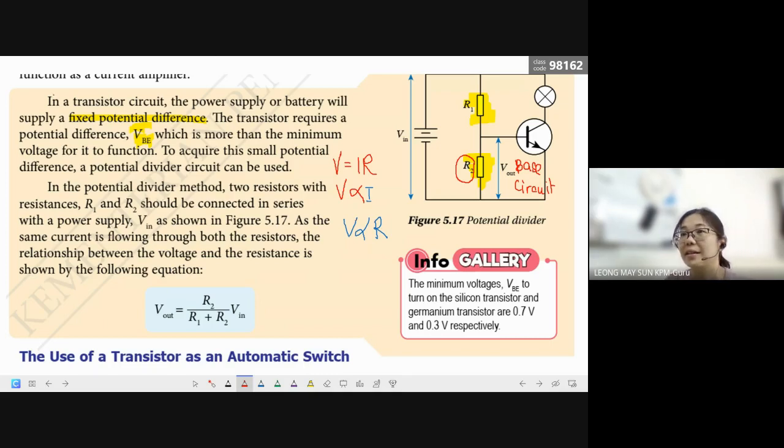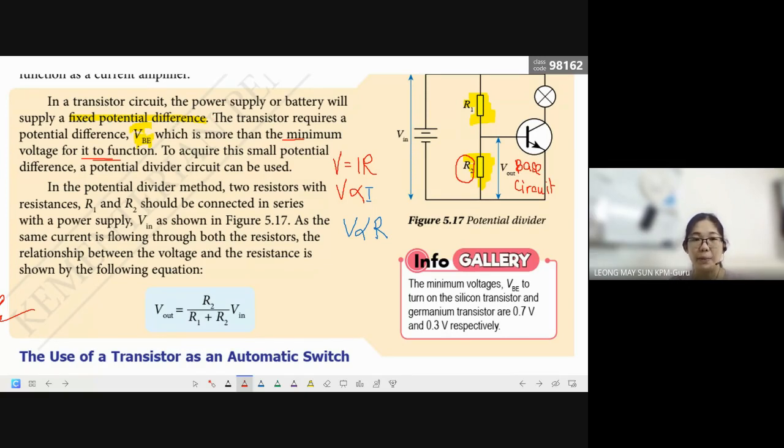In a transistor circuit, the power supply of the battery will supply a fixed value of potential difference. Let's just say it's 6 volts. So the transistor requires a potential difference V_BE which is more than the minimum voltage for it to function, so that the base current is sufficient. The main thing is the base current is sufficient.